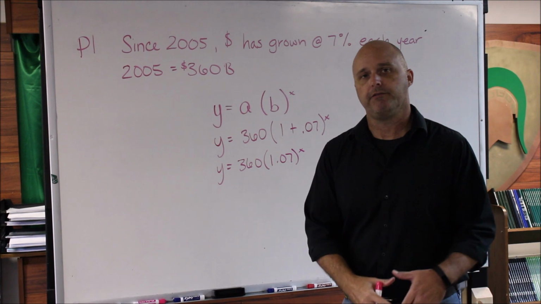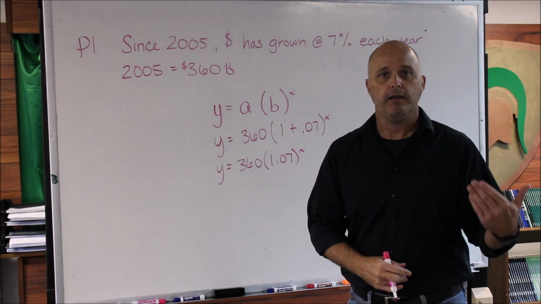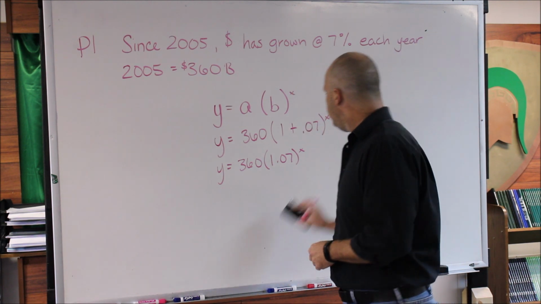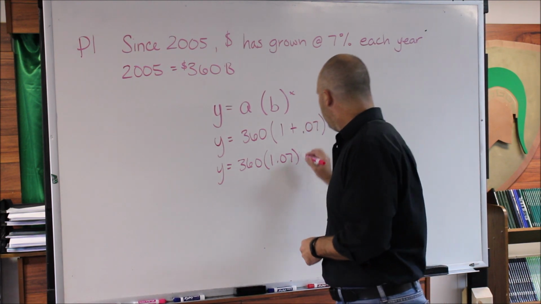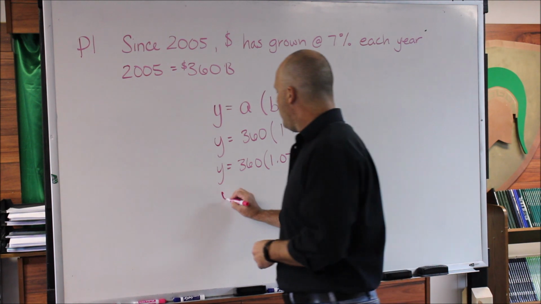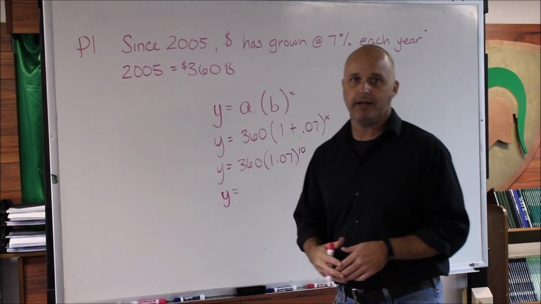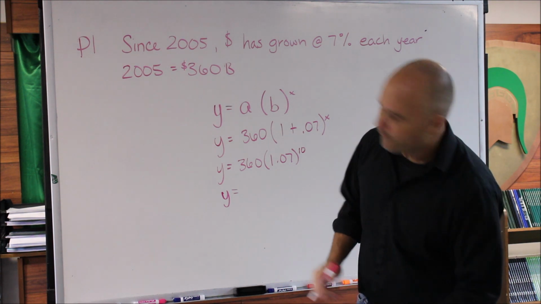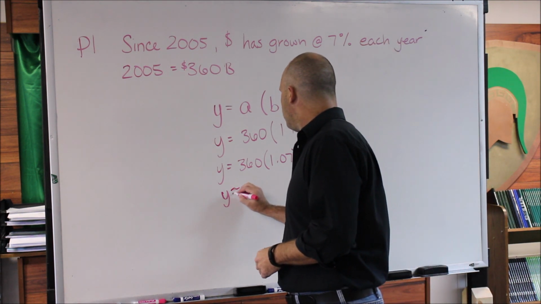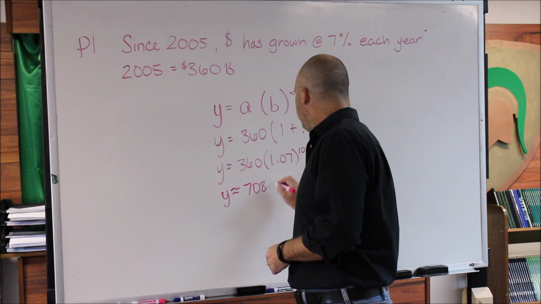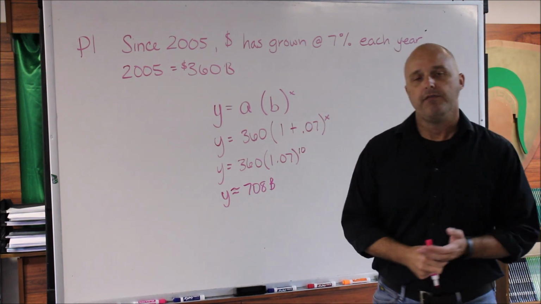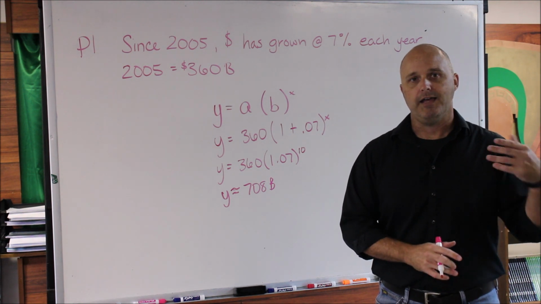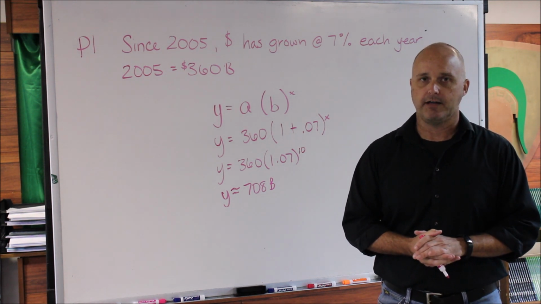And what we want to do is figure out how much would have been spent in 2015. So that's 10 years down the line. So we're going to replace this x with a 10. Now you're going to have to go into a calculator and plug all this in. And when you do, you're going to find out that this is approximately $708 billion that would have been spent in the United States in restaurants in the year 2015 if the trend that had started in 2005 had continued.